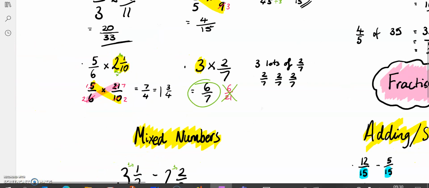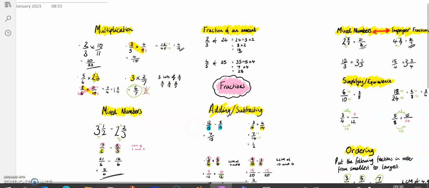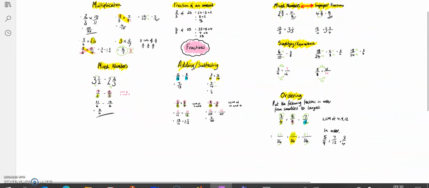Okay, that's all the knowledge for S1 fractions. Hopefully that was helpful and will help you for any revision.